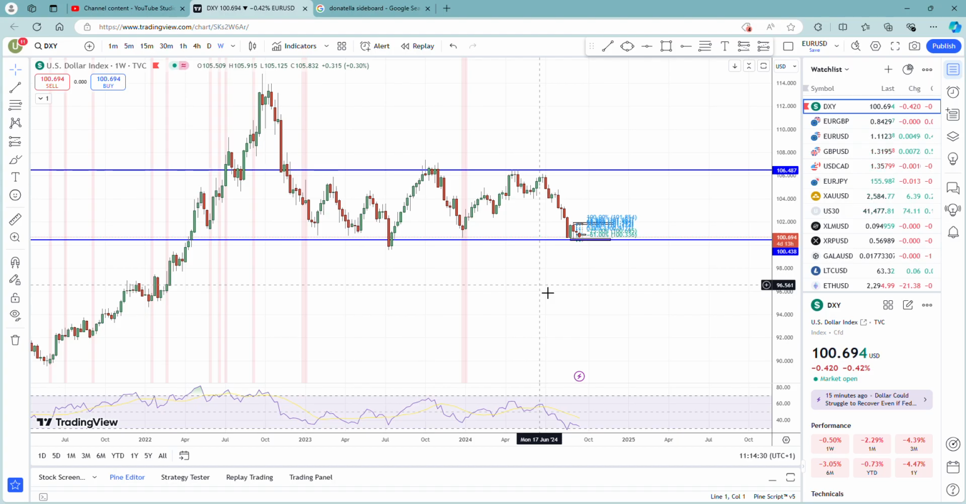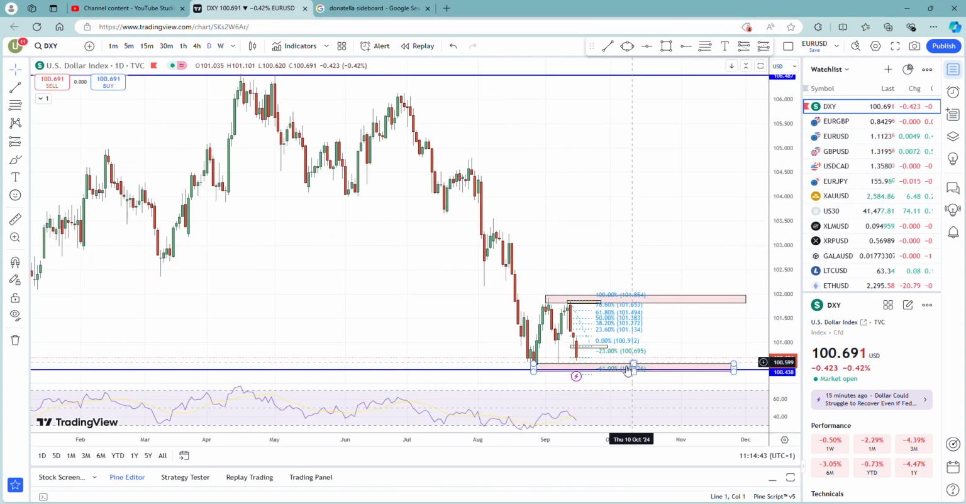Today is the 16th of September. Start on the DXY and then we'll go ahead and do the USD pairs, USD CAD and EJ. So first of all, if you look at the DXY, you can see it's at a weekly support. If you go to the daily, you can see it's approaching the daily support as well.